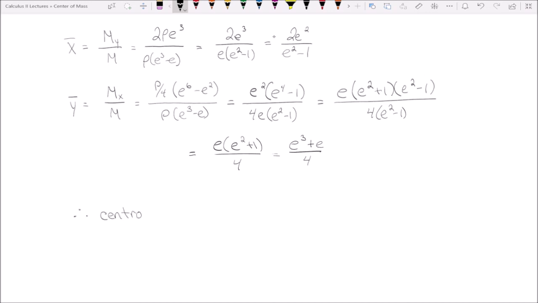Therefore, the centroid is 2e squared over e squared minus 1, comma, e cubed plus e over 4.